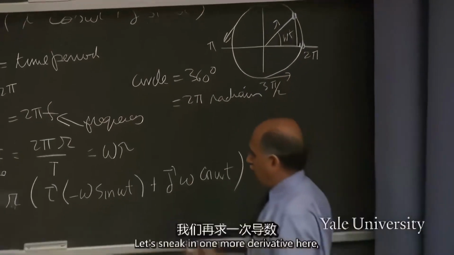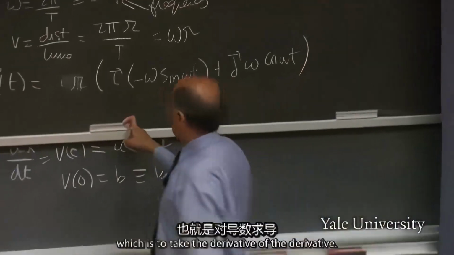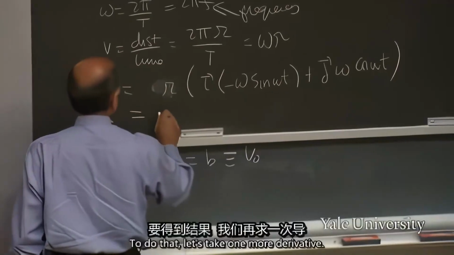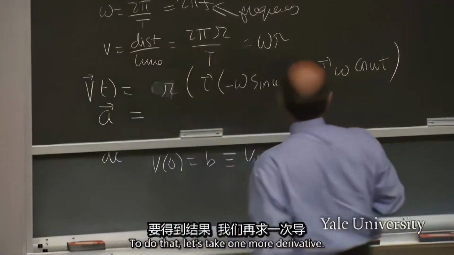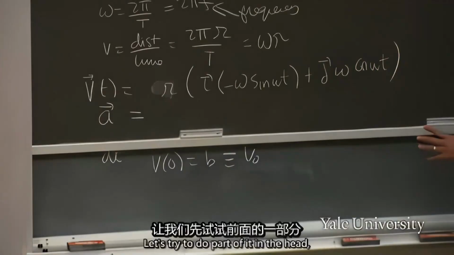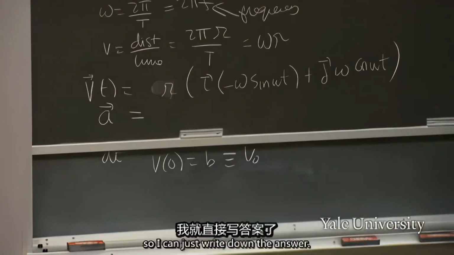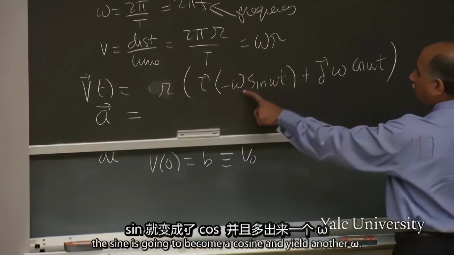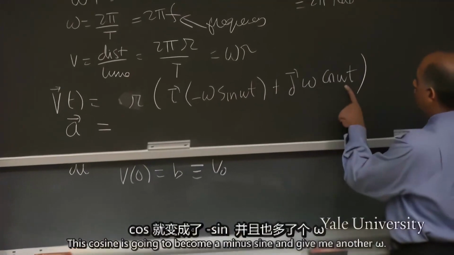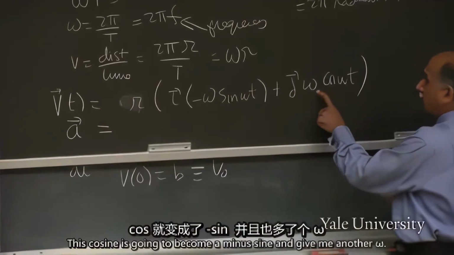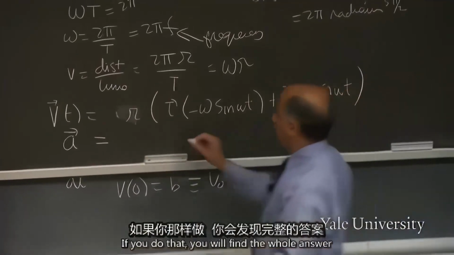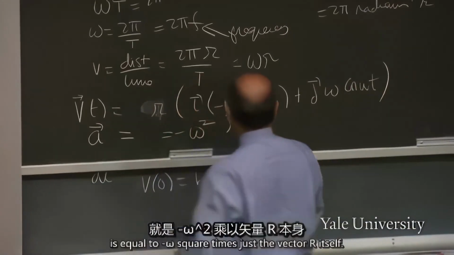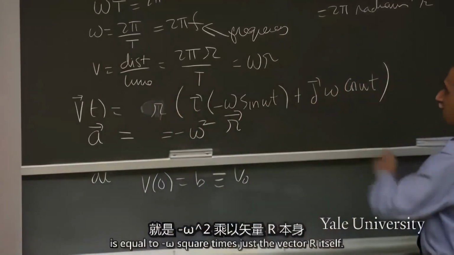So let's sneak in one more derivative here, which is to take the derivative of the derivative, and that's a very important result. Let's take one more derivative. Let's try to do part of it in the head so I can just write down the answer. If you take one more derivative, the sine is going to become a cosine and yield another omega. This cosine is going to become a minus sine and give me another omega. If you do that, you will find the whole answer is equal to minus omega squared times just the vector r itself.